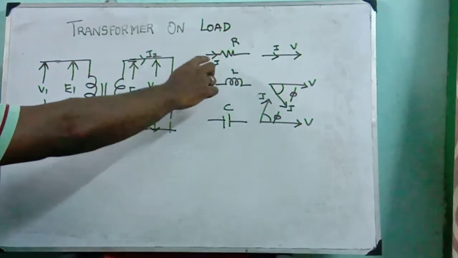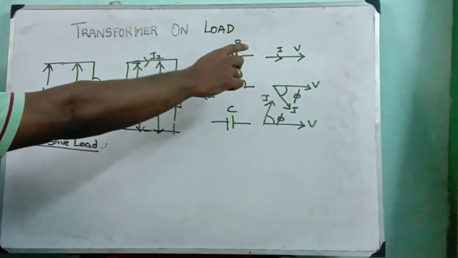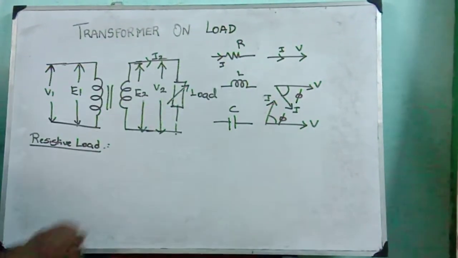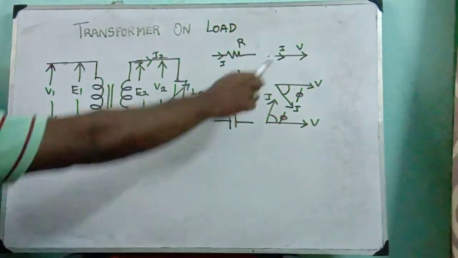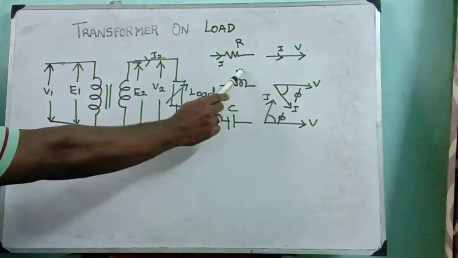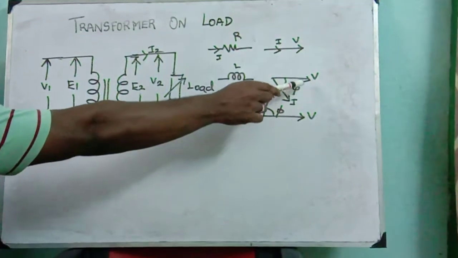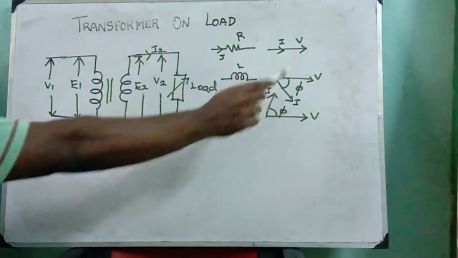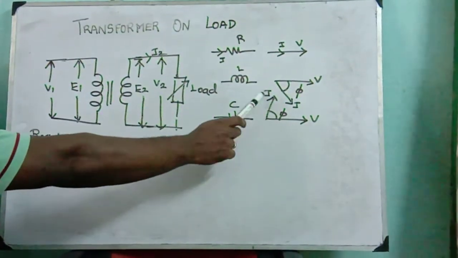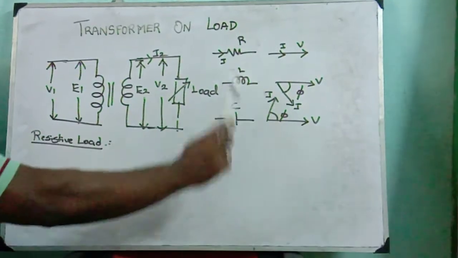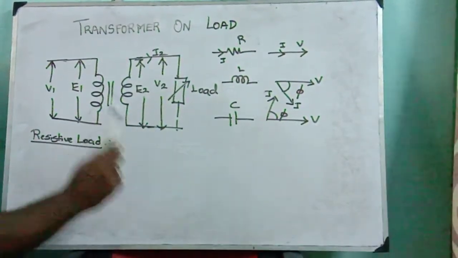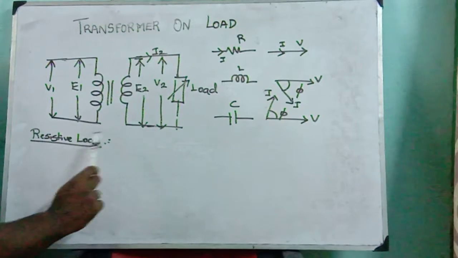Now, normally we have studied in circuit theory the relationship between the voltage and current in terms of phasor diagram. In resistance, the voltage and current will be in phase. In inductance, the current will lag by an angle of 90 degrees with respect to your voltage. In a capacitor, the current leads the voltage by an angle of 90 degrees. So I am going to draw the phasor diagram for a resistive load.